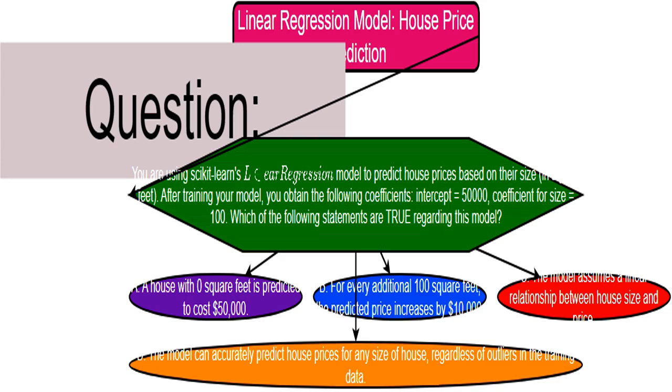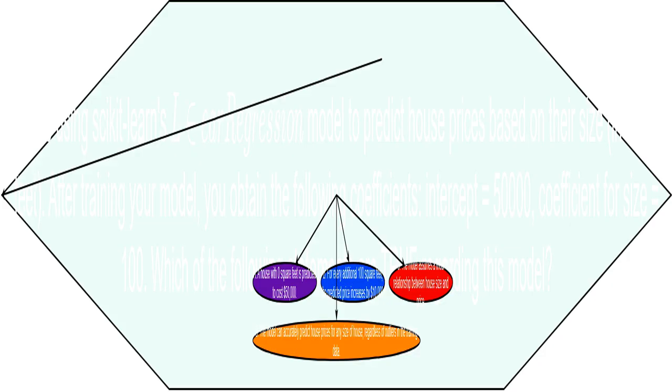Here's the core question. I have to choose the true statements about the model I've built to predict house prices based on their size. Sklearn is a popular Python library for machine learning, and LinearRegression is its tool for building linear regression models. I'm using it to find the relationship between house size and price. The model gives me an intercept of 50,000 and a coefficient of 100 for the house size. These numbers define the straight line.